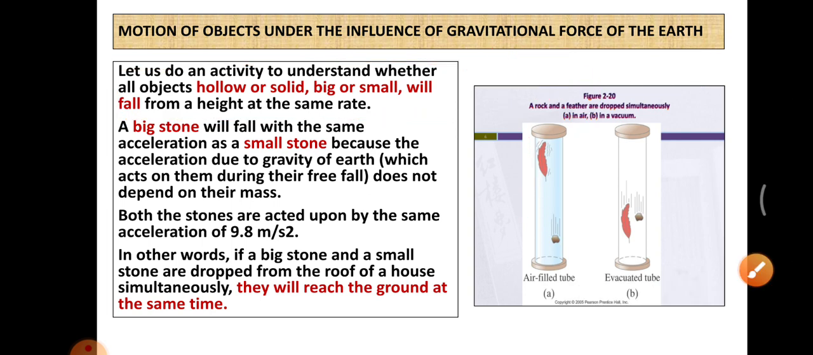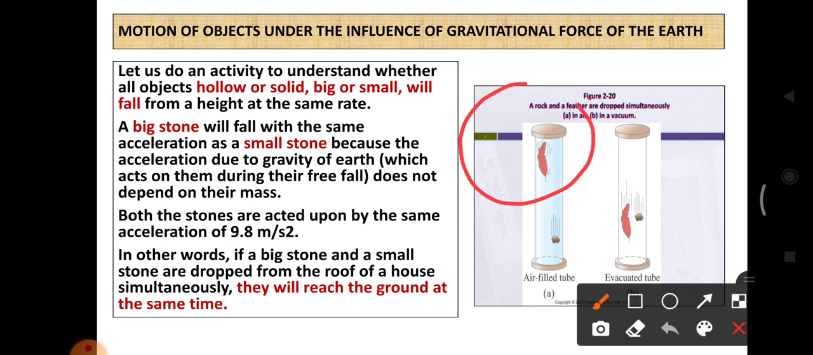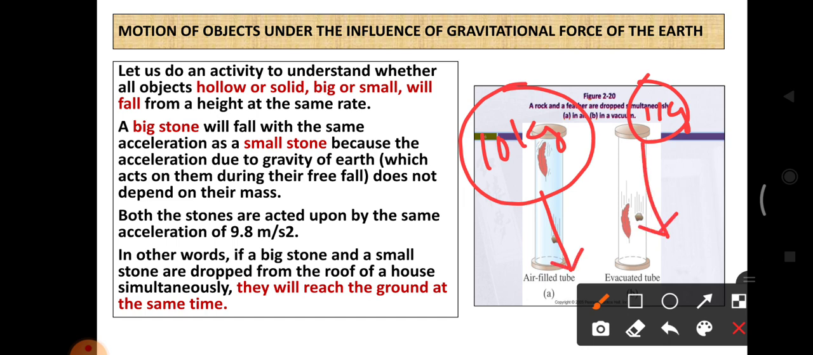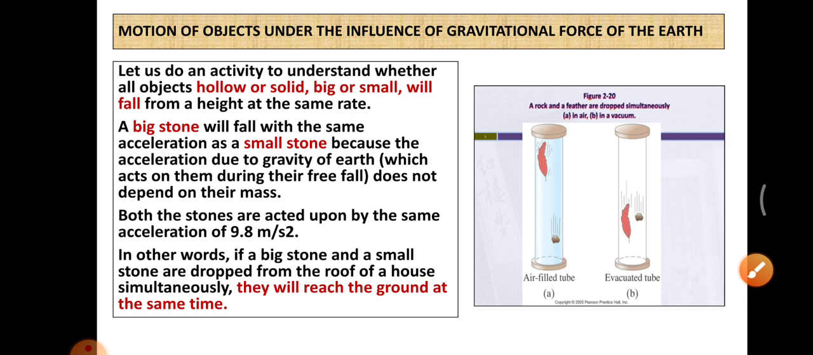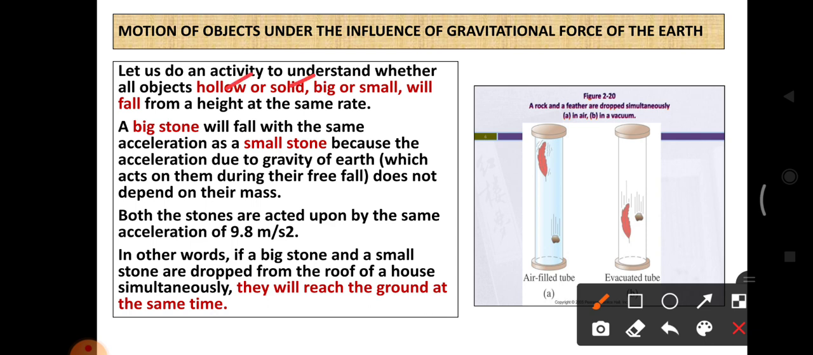And if you take big or small, you take a big ball of 10 kilogram and a small ball of 1 kilogram. We drop them from some height. Which one reaches the ground first? We might think the 10 kilogram ball reaches first and the 1 kilogram ball reaches second. But due to the gravitational force, objects, hollow or solid, big or small, fall from a height at the same rate. So both objects reach the ground at the same time.